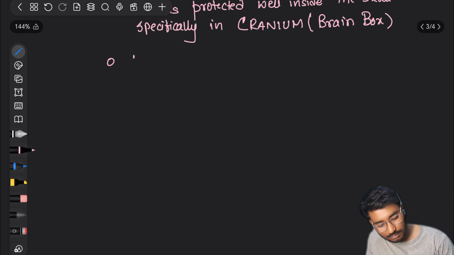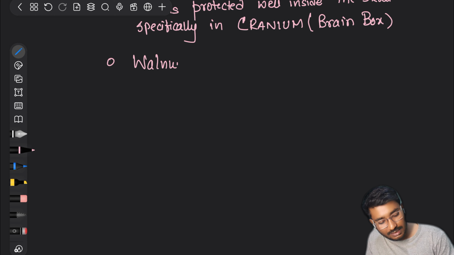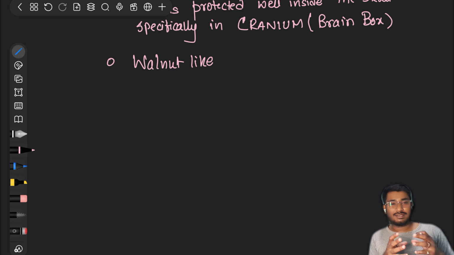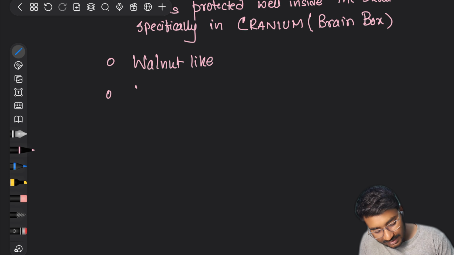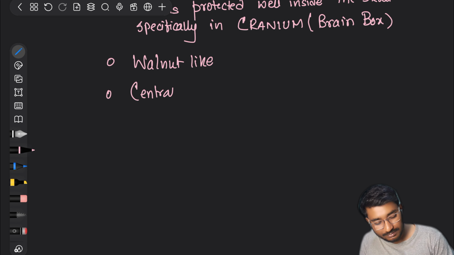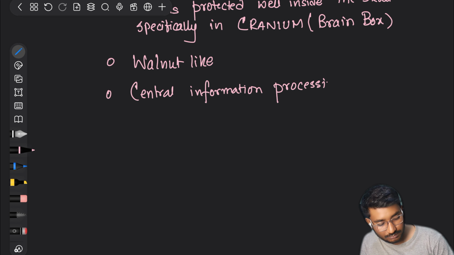Okay. Now, it is generally a walnut structure. It looks like a walnut, with some grooves, sulci, and gyri. Okay, I will describe it. Central information processing system, information processing organ.